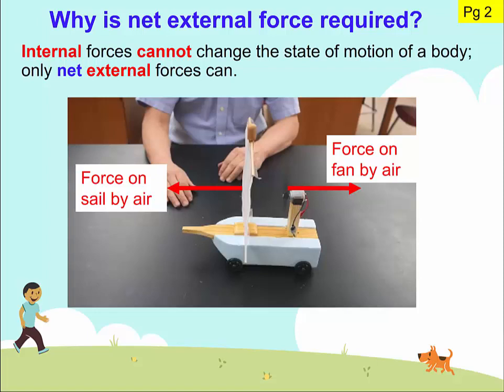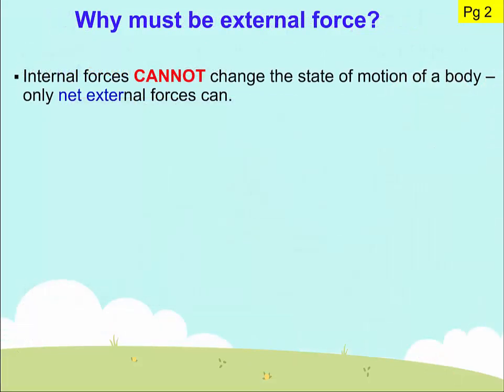When you look at these two forces, one is on the fan and one is on the sail. Both are part of the cart, but they are in opposite direction. Therefore, we call these internal forces because they are acting on one body, the cart. And since the two forces are in opposite direction and they are equal in magnitude, there is no net force on this cart, right? So internal forces cannot change the state of motion of a body, only net external forces can.